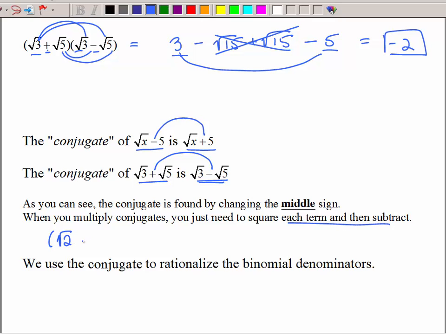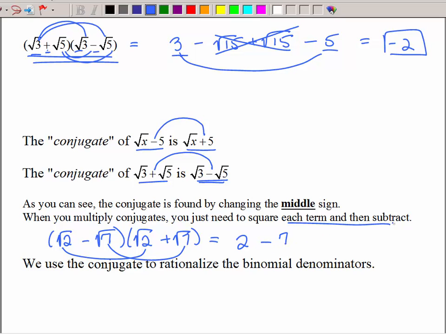So if I had the square root of 2 minus the square root of 7 times the square root of 2 plus the square root of 7, I could FOIL it out like I did up here, or I could square that and get 2, square that and get negative 7, and that's why I subtract because of the minus and the positive, and get a negative 5, because as we've seen, those middle terms add to 0. So we're going to use that conjugate to rationalize the denominators. Now recall, we've rationalized monomials, now we're going to rationalize binomials.